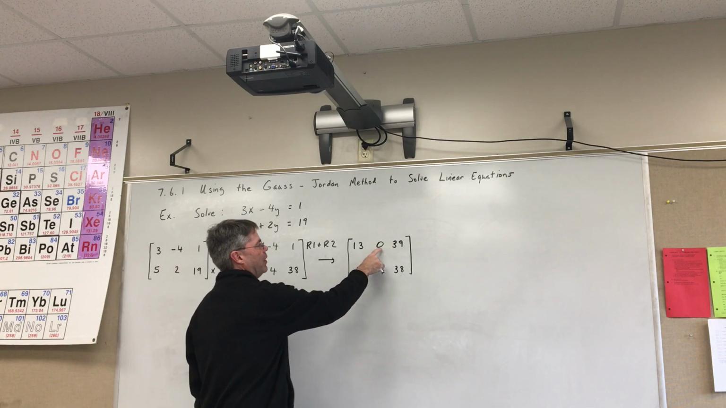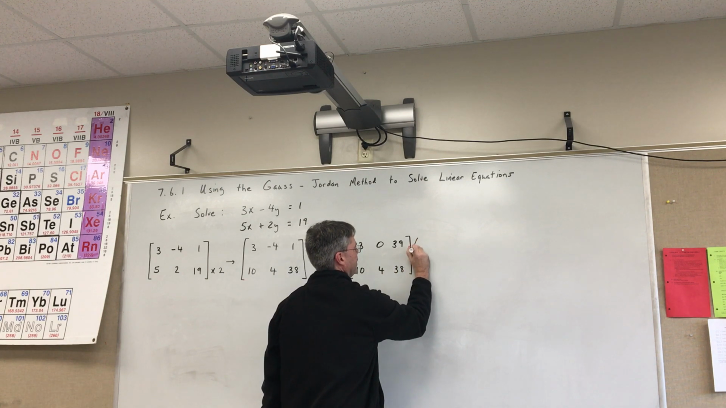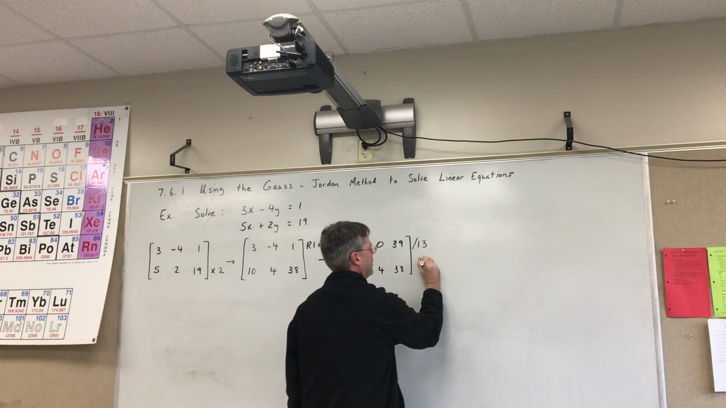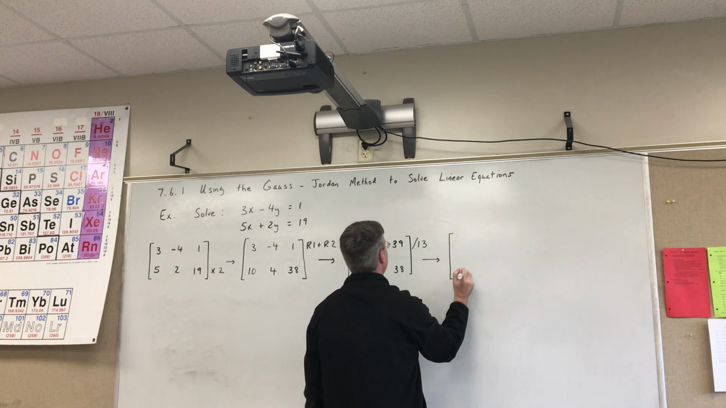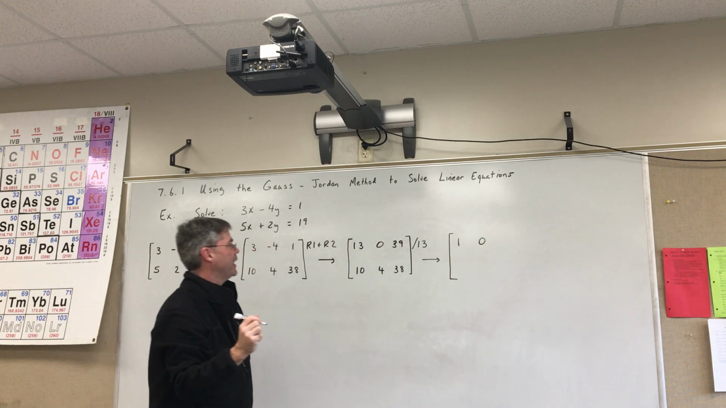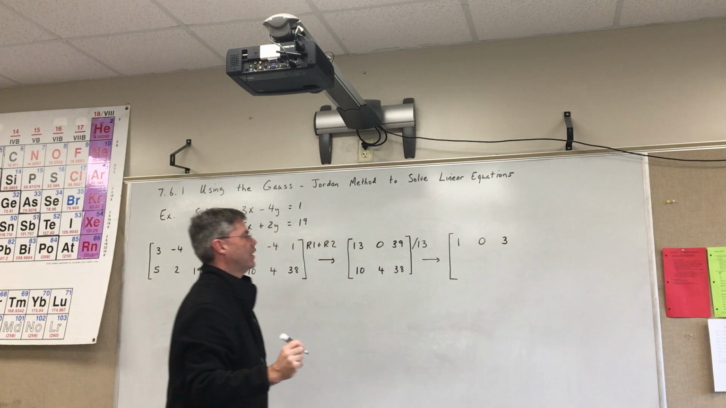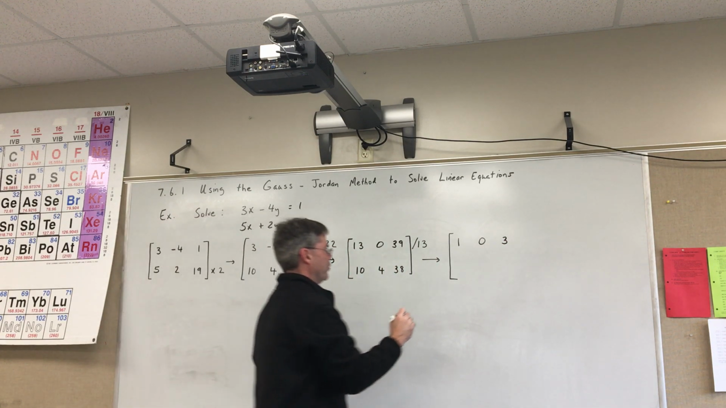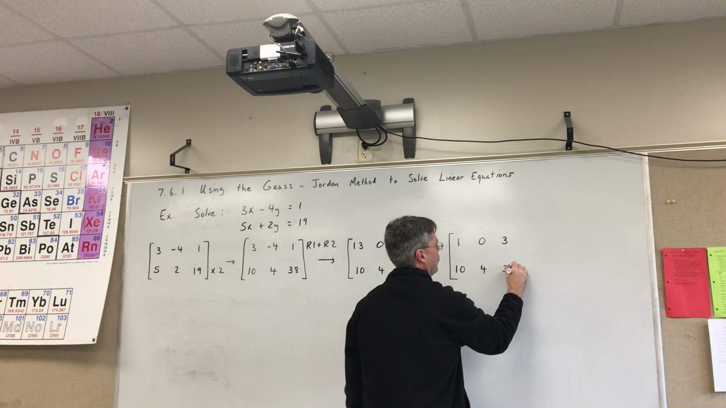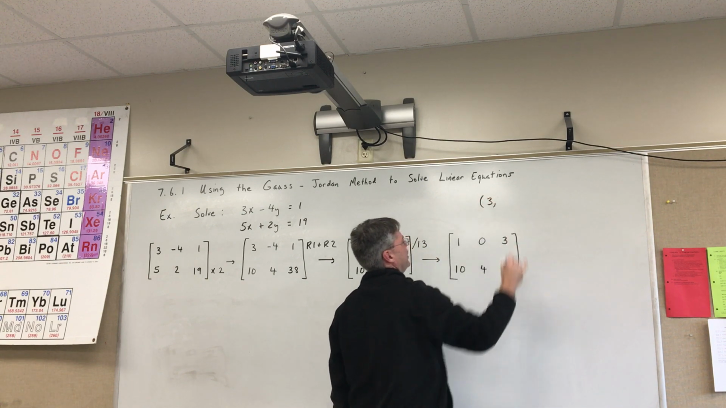Now that I have my 0 in the y column, it's easy to solve for x. We're going to divide that entire row by 13. That'll give me my 1 here. So I've got 1, 0, and 39 divided by 13 will be 3. So we know that the x value of the solution is 3. We're going to recopy the second row: 10, 4, 38. Okay, so for my solution, I've already got half of it. We know we've got a 3.